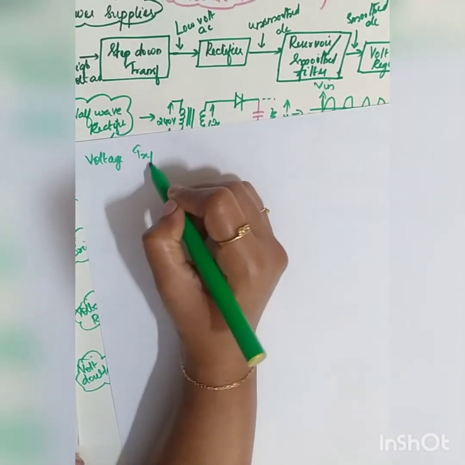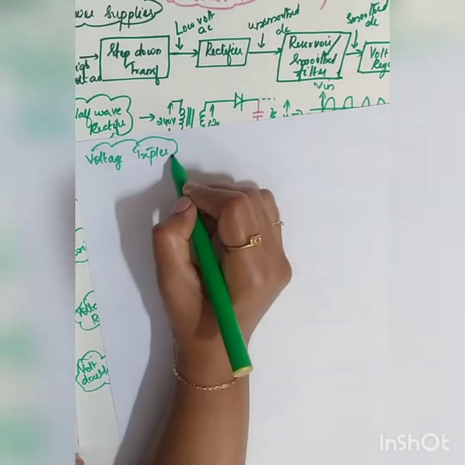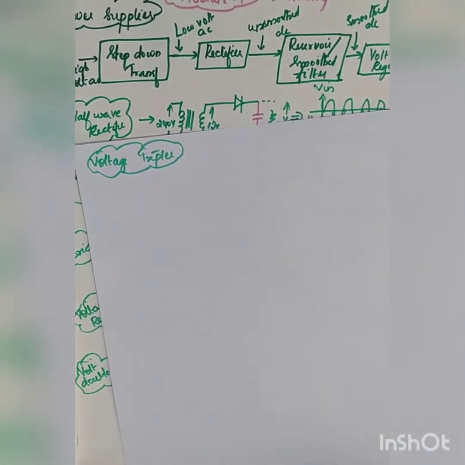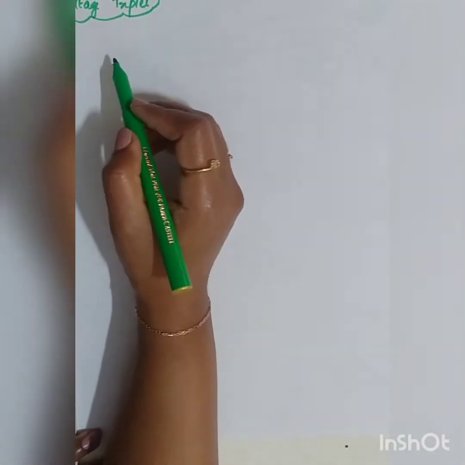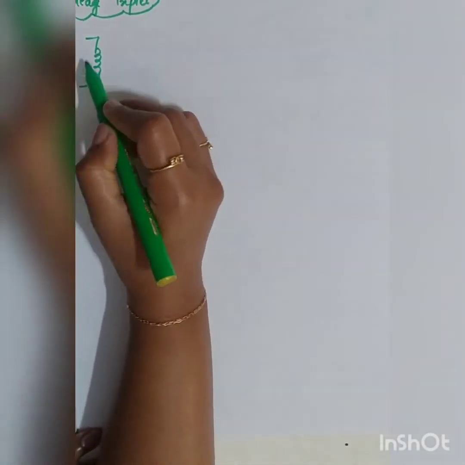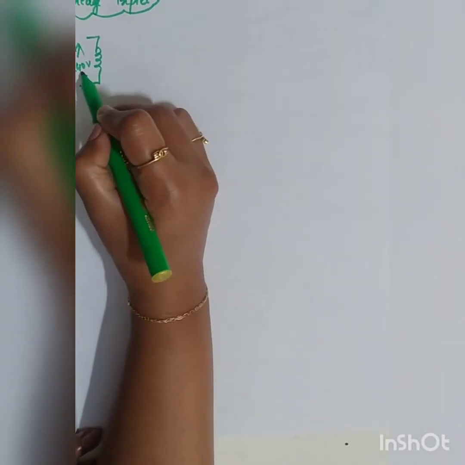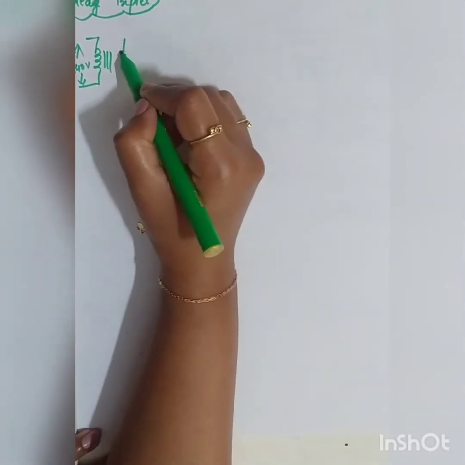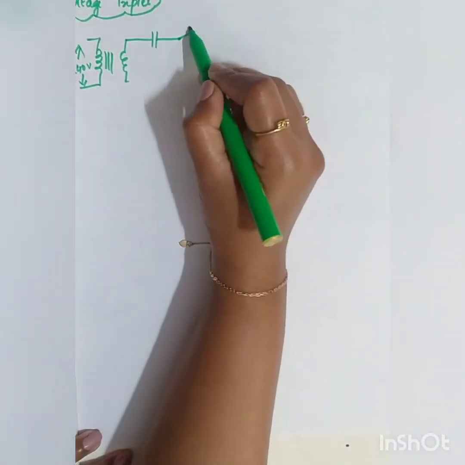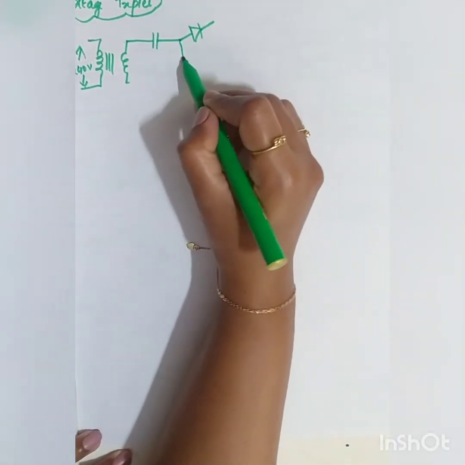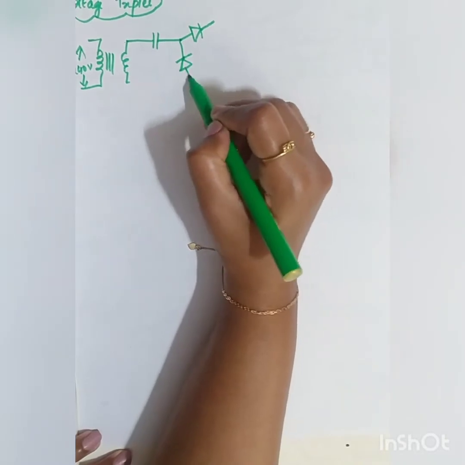Voltage tripler. So what was your diagram for your voltage tripler? You are going to increase the number of capacitors and diodes. So you had your input 240 volt, which was given to your first capacitor C1. From this C1 you are going to give to 3 different diodes, right?